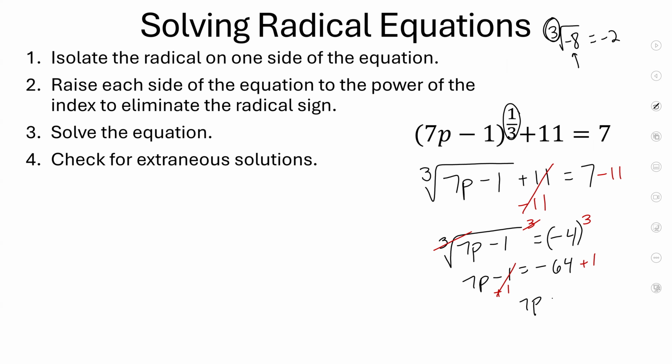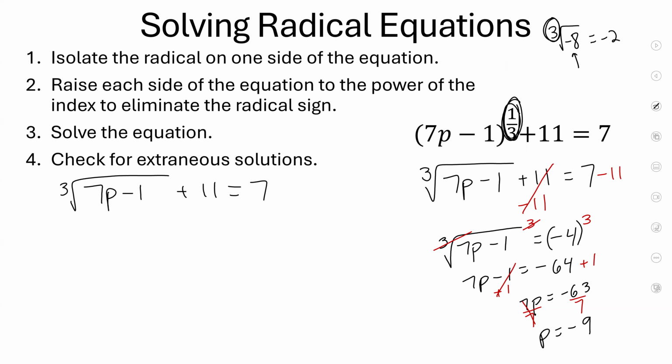Let's check our answer. So I got 7p minus 1, and I'm going to do the cubed root of that, plus 11 equals 7. That's my original problem. Remember, a 1/3 is the same thing as a cubed root. And instead of a p, I'm going to write -9. Okay, so I'm going to get cubed root 7 times -9 is -63. -63 minus 1 is -64.